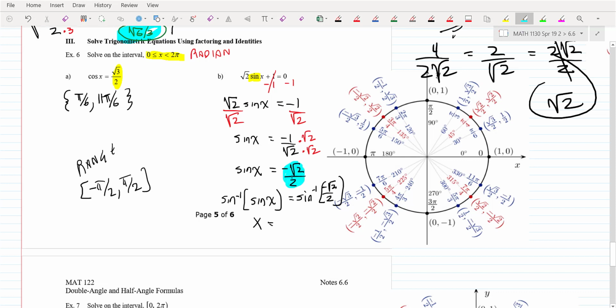So all you do is just figure out where this happens. There's two places where it happens. The sine is the y value. So it happens here at 7 pi over 4. And it also happens here at 5 pi over 4. So that would be the two answers to the problem. We just write as a set, 5 pi over 4, and then 7 pi over 4 like that.